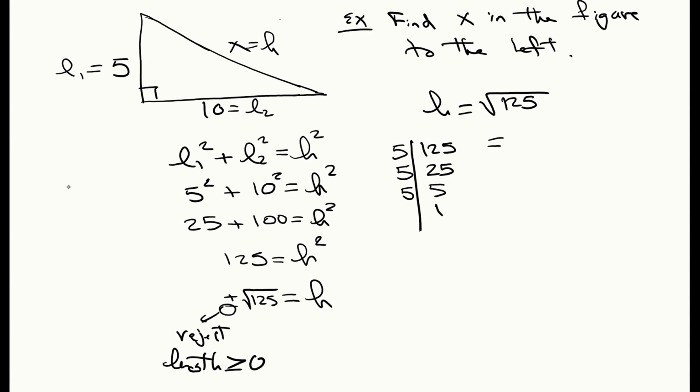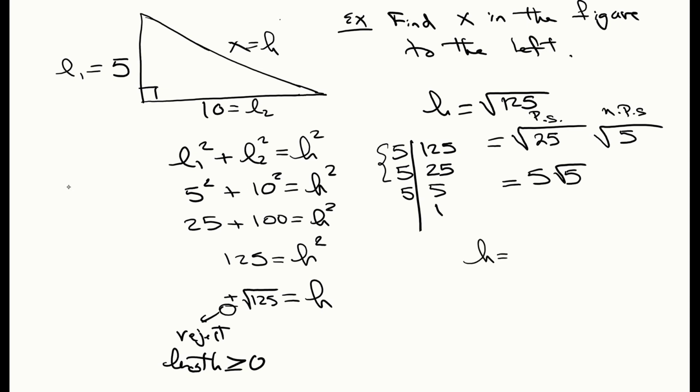So we can break this up. Remember, we put the perfect square part here and the non-perfect square part in the next radical. And of course the perfect square part is just going to be 5 squared or 25, and what's left is 5. And we know that the square root of 25 or 5 squared is 5, so we get 5 radical 5. So for the final answer, we're just going to write h equals 5 radical 5. So simple enough. Make sure you can do it on your own before we move on.